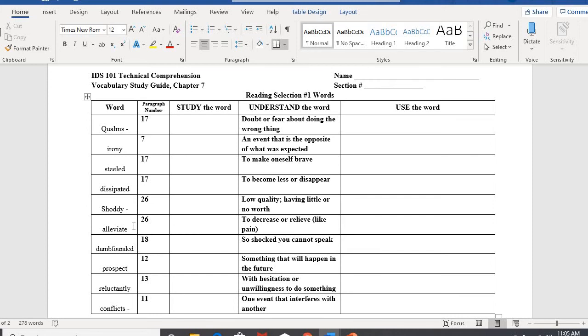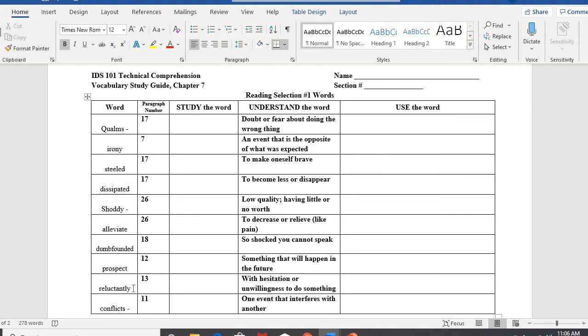Number 9, Sandra took some medicine and laid down on the sofa for an hour to alleviate her migraine headache. Alleviate, if you think of the pain medication Aleve, means to decrease or to relieve, to lessen the severity of. Often it has to do with pain, but it can also be like, oh, I'm really stressed, I need to alleviate this stress. I need to decrease this stress.